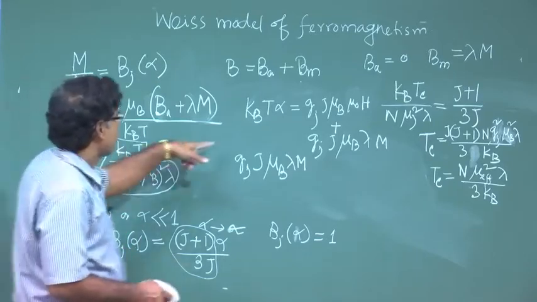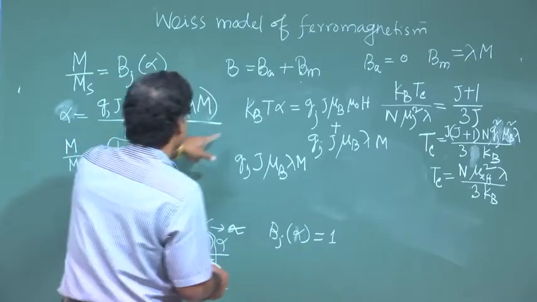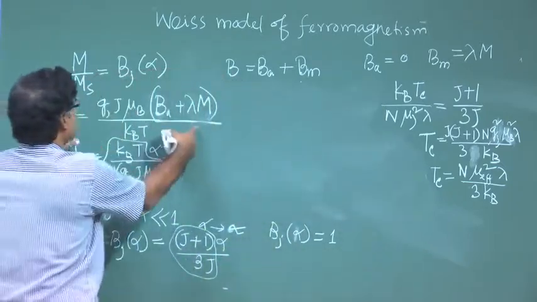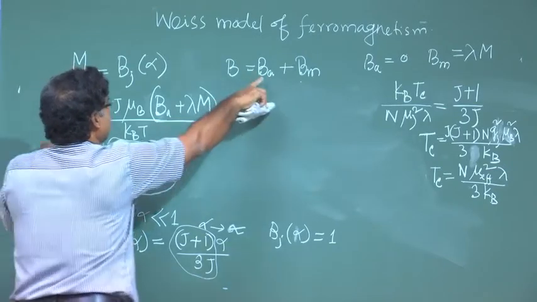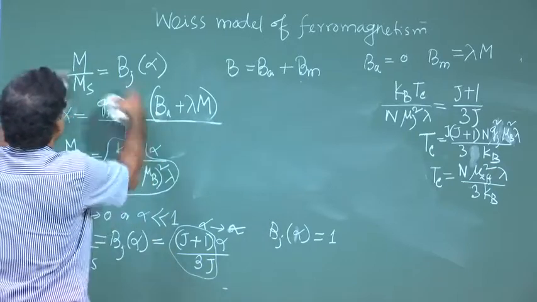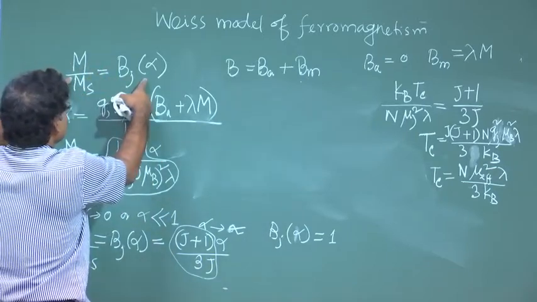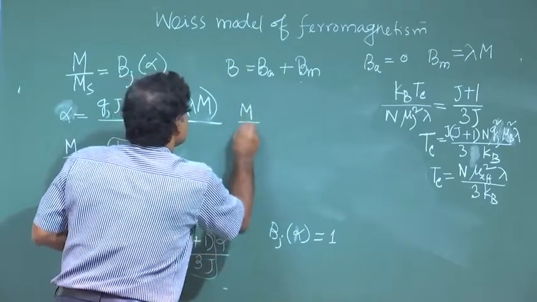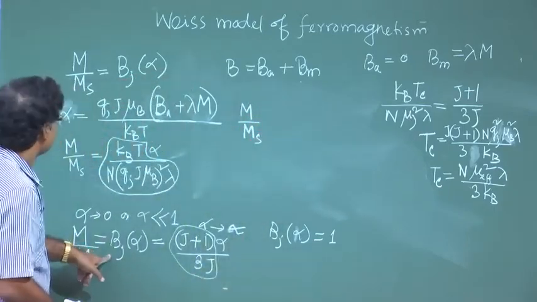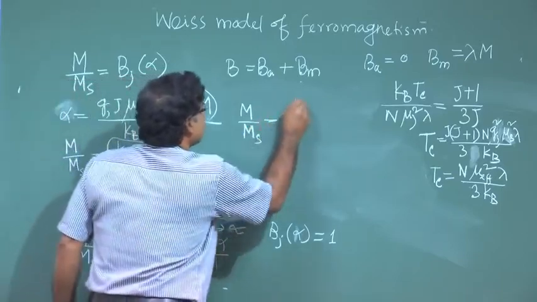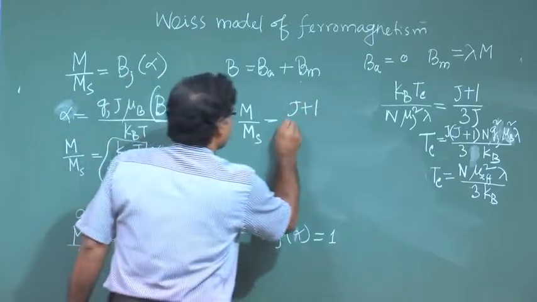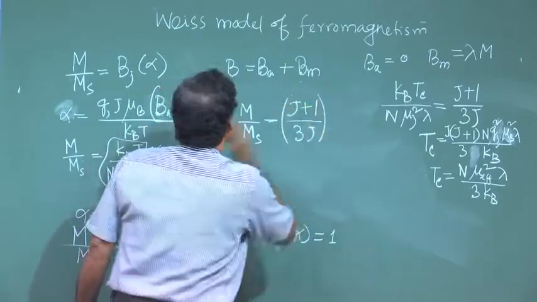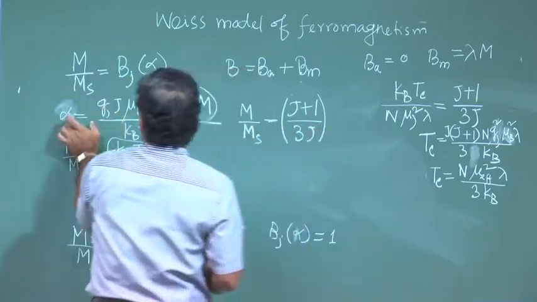So, from here alpha is already there. So, I do not need to break it. So, what I should do? So, this alpha is this when we are applying magnetic field. Now, we have this m by ms equal to this. So, alpha is very less than 1. So, m by ms is bjj. So, that will be j plus 1 by 3j into alpha. So, I have to use this alpha.